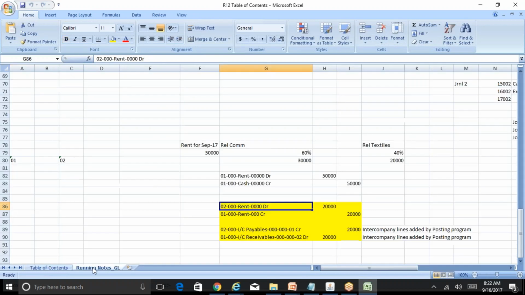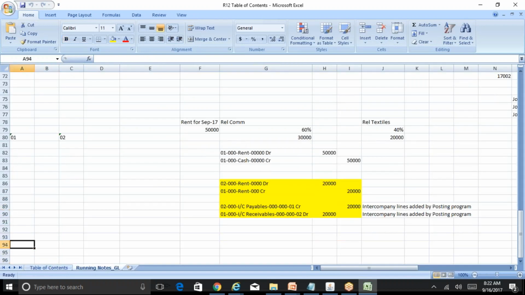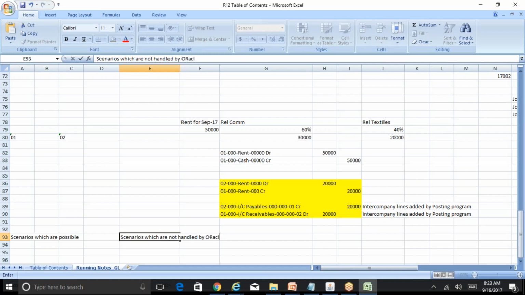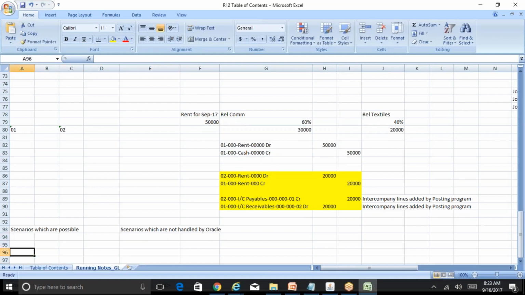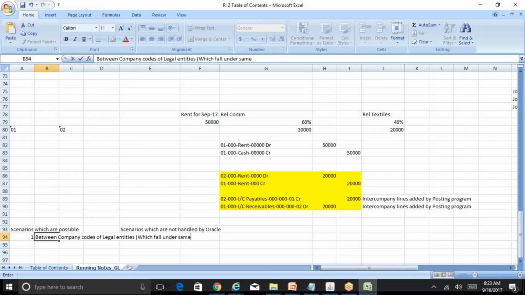Okay, so the possible scenarios are, I'm talking about scenarios which are possible, and scenarios which are not handled by Oracle. So there are 4 scenarios. First scenario is between company codes of legal entities which fall under the same ledger.